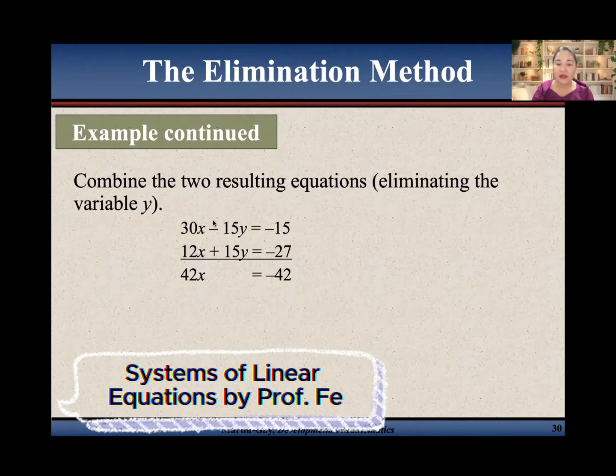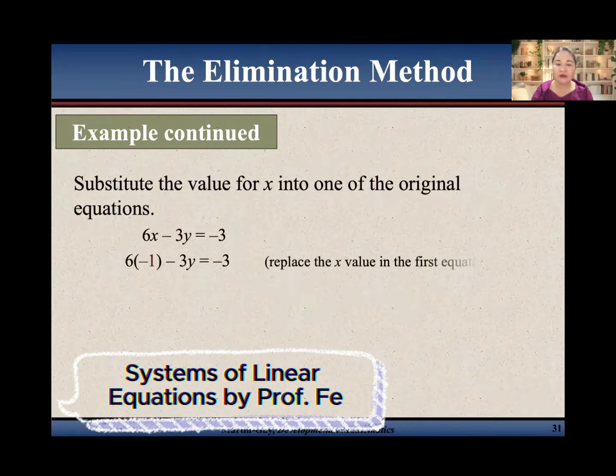So you can use addition, since we have different signs. If you have unlike signs, you can simply add to eliminate. When you add, positive and negative becomes 0. So 30 plus 12 is 42. And when you add 15, negative and positive is 0. Negative 15 plus negative 27 is negative 42. So x is equal to negative 1.